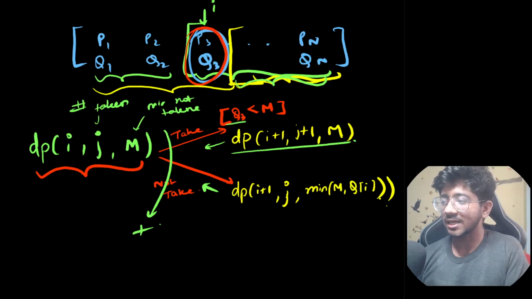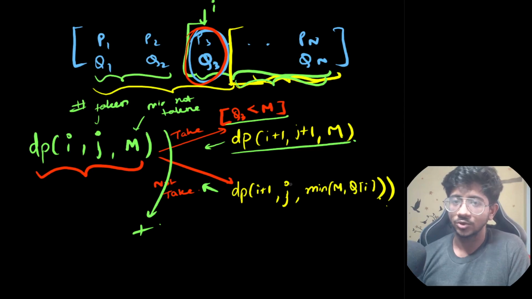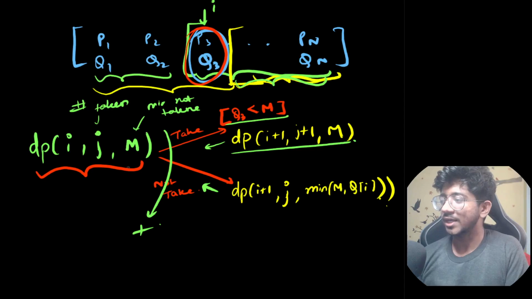So this is the condition for this. This is going to be there in the if condition. Like if q3 is less than m, then you add this into the answer, or else you add this into the answer. There's always a choice to not take anything, right? And essentially you just add all of these things together and you get the final answer.